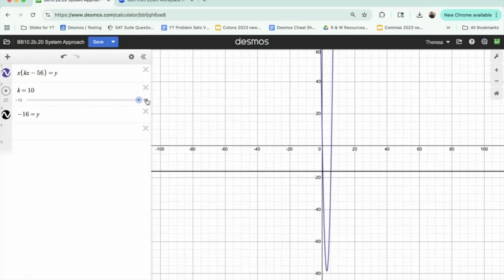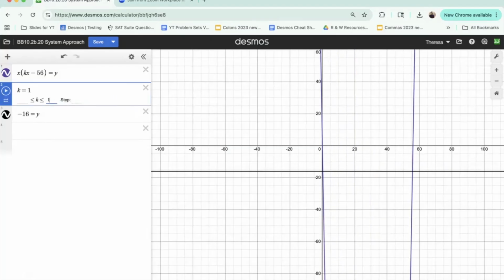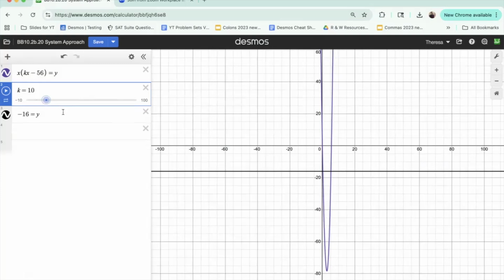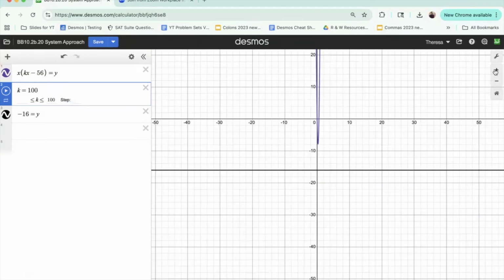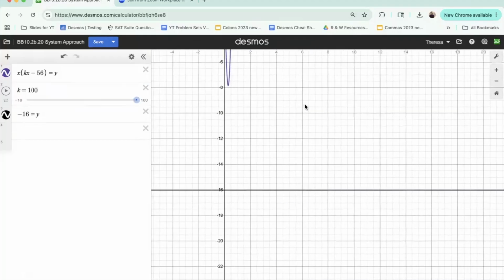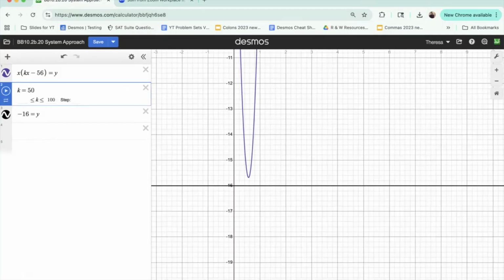I do the left side of the equal sign, set it equal to y, and then the right side of the equal sign and set it equal to y. And now I'm just using my slider, sliding up and down, seeing where do they perfectly intersect. That's at k equals 49. And then I'm going to logically bump it up and down. I'm trying out 50. That's my answer.